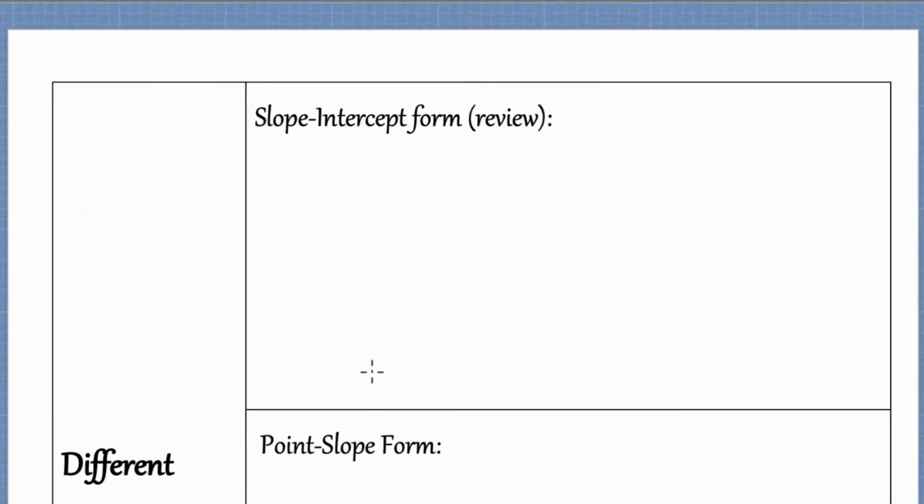The first one is slope-intercept form, and this should be a review because we've talked about it before, but if you're new to slope-intercept form, I have a video on it and you can go watch that through my channel. So, if you guys remember, slope-intercept form is y is equal to mx plus b. And we have two other variables other than x and y that stand for different things. The first variable we have is m, and the second one we have is b.